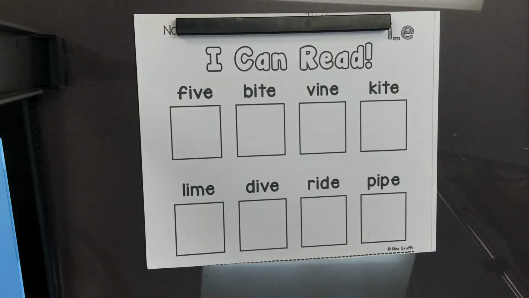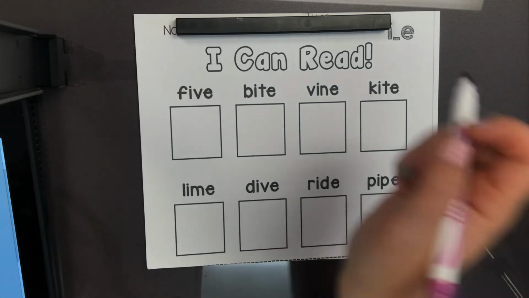Let's take a look at our paper and we'll see what I mean. Here are some words that have the magic E. Let's take a look at each word. We will identify the magic E. We will jump over the consonant and then we will decode the word. Decode is a special word that means sound out.